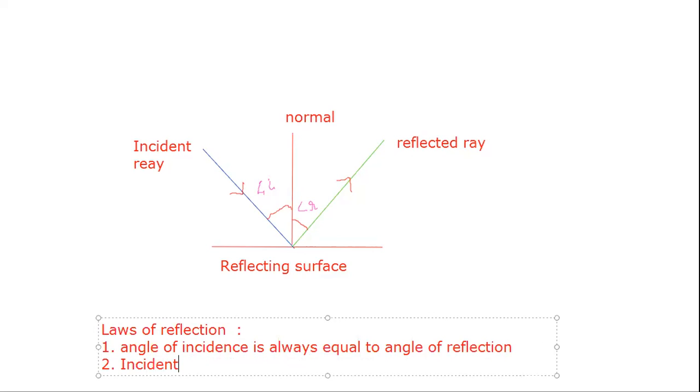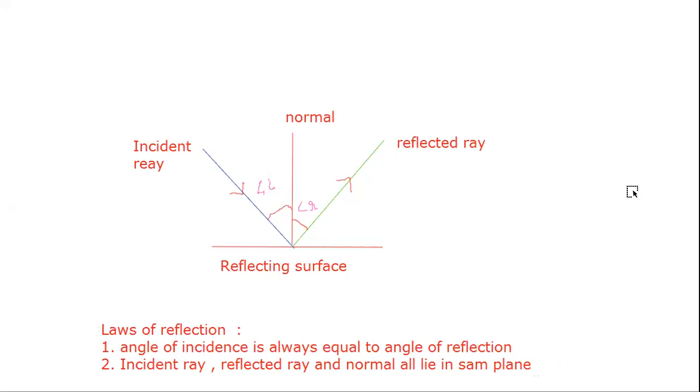And the second is: the incident ray, reflected ray, and normal all lie in the same plane. So these are the two laws of reflection which we have to keep in mind.